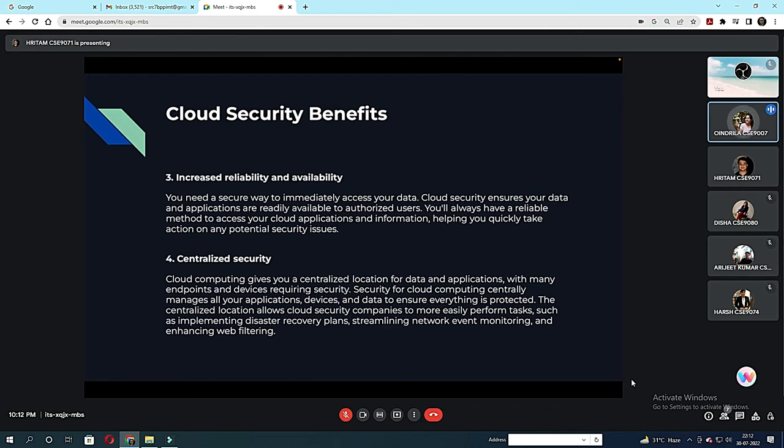Then there's centralized security. Cloud computing gives us a centralized location for data and applications, with many endpoints and devices requiring security. Security for cloud computing centrally manages all our applications and devices and ensures that everything is protected. The centralized location allows cloud security companies to more easily perform tasks such as implementing disaster recovery plans and so on.